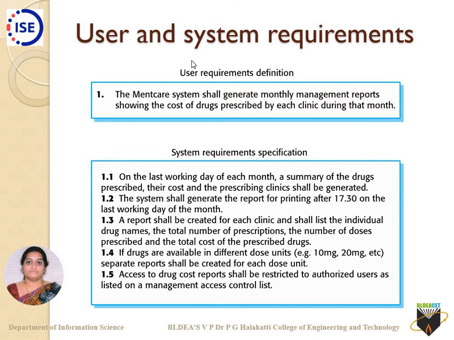User requirements: the Medicare system shall generate monthly management reports showing the cost of drugs prescribed by each clinic during that month. This is the user requirement definition. Whereas if I go across to system requirements, I say that on the last working day of each month, a summary of the drugs prescribed, their cost, and the prescribing clinics shall be generated.